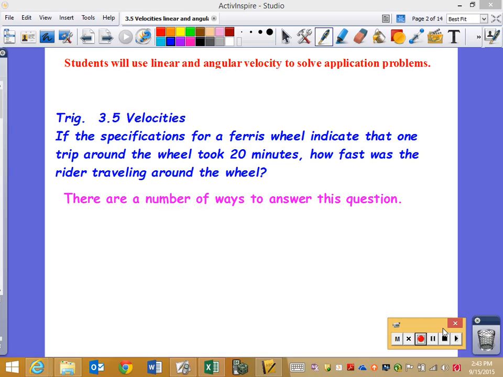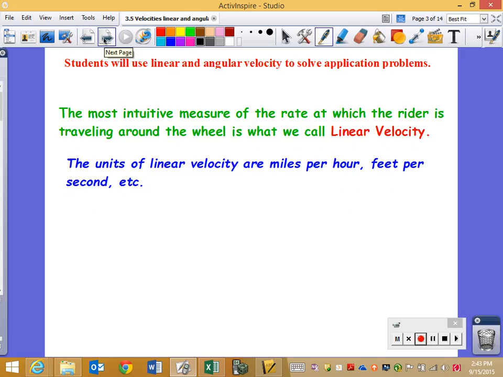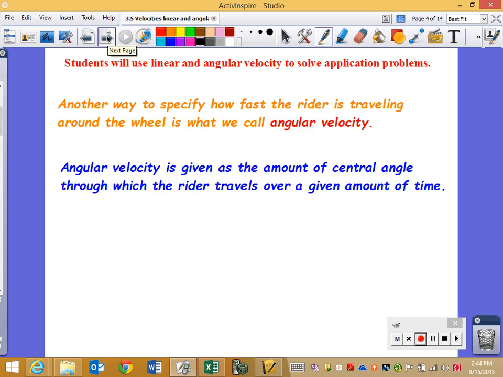One of the standard ways to answer it is: how far around the outside of the circle are we going, and how long does it take to do that? That's called linear velocity. But there are multiple ways to do it. Like we said, the most intuitive way is linear velocity: how fast around the outside of the wheel are we going? We pick a distance in arc length around the wheel and see how much time that takes. The units of linear velocity would be miles per hour, feet per second, meters per second, that sort of thing. But another way to think about it is what we call angular velocity.